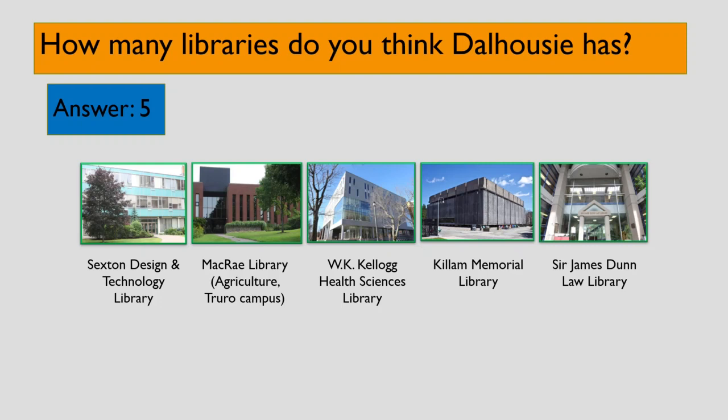So even though there are 5 libraries at Dalhousie University, you are not restricted to use the library that suits your area of study. You are free to enter any of these libraries. You don't have to show your ID. You can sit down and study. You can use the physical collections, so the book collections or the journal collections. You can use the computer commons. You are free to use these libraries in any way you like.